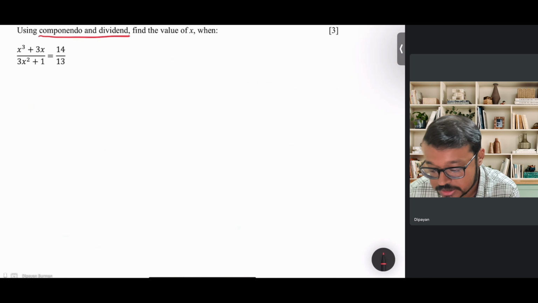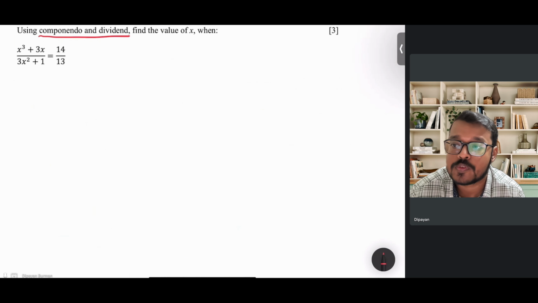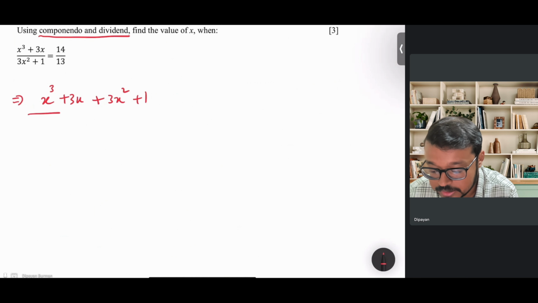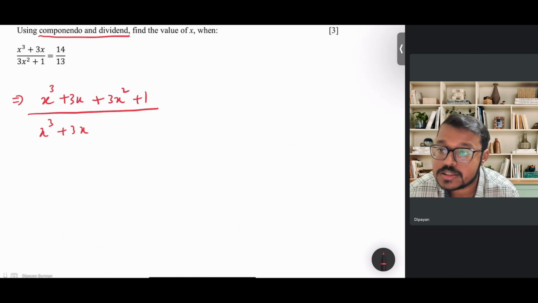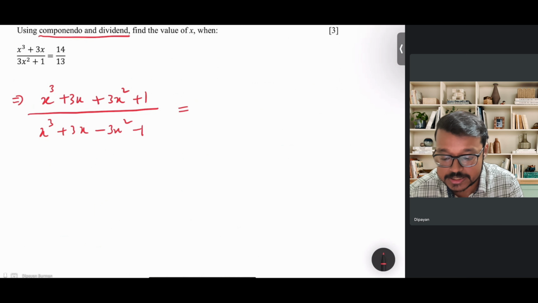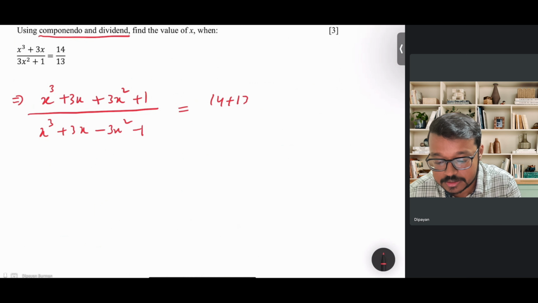So let's say that this is the proportion, and it's already in a proportion format. Something by something equals something by something. So if I use componendo and dividendo, the numerator plus denominator I have to write. So x cube plus 3x plus the denominator 3x square plus 1, divided by the numerator x cube plus 3x minus the denominator, so minus 3x square minus 1, is equal to, again the same thing on the right side, 14 plus 13 by 14 minus 13.